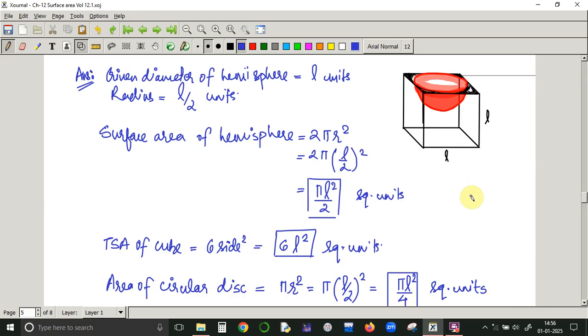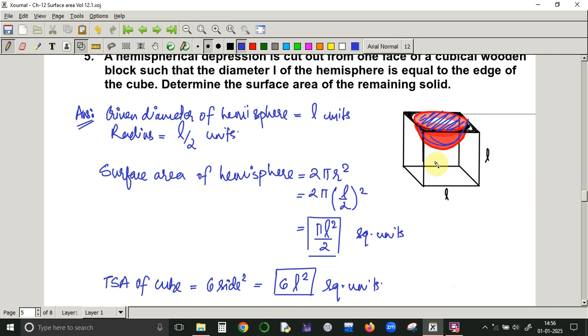So what's the idea? We will find the total surface area of the cube. Then we will subtract the circular disc pi r square from the top edge, and we have to add this curved surface region which is available for touching. So 2 pi r square. This is the same formula as in the previous question. I hope the explanation is clear to everyone.